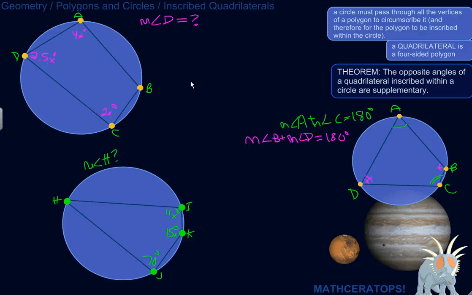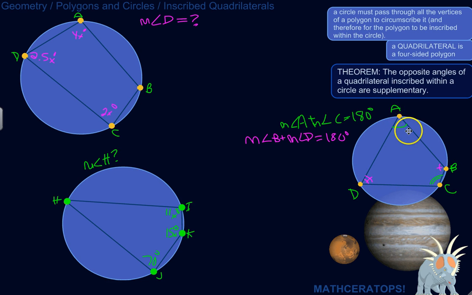Alright, so there's a theorem which says that the opposite angles of a quadrilateral inscribed within a circle are supplementary. Supplementary meaning they add up to 180 degrees. So here's a quadrilateral inscribed within a circle. It's a quadrilateral because it's a four-sided polygon. It's got four sides and they're straight lines and they all connect to each other.